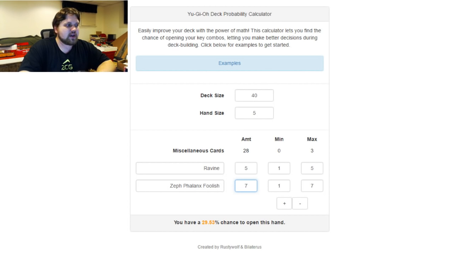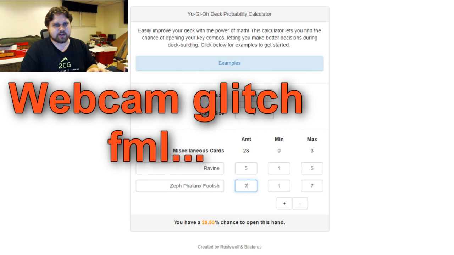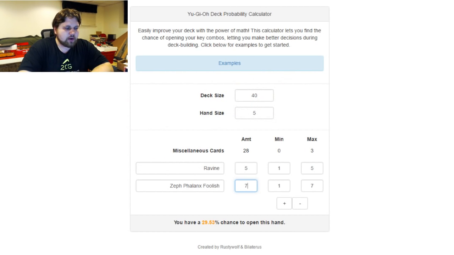So you can have multiple outcomes, and you can do this as deep as you want. You can set the minimum number to two, for example, if I wanted to see my probability of drawing no less than two Ravine but up to five, I could do that as well. But that's not what we are focusing on today.